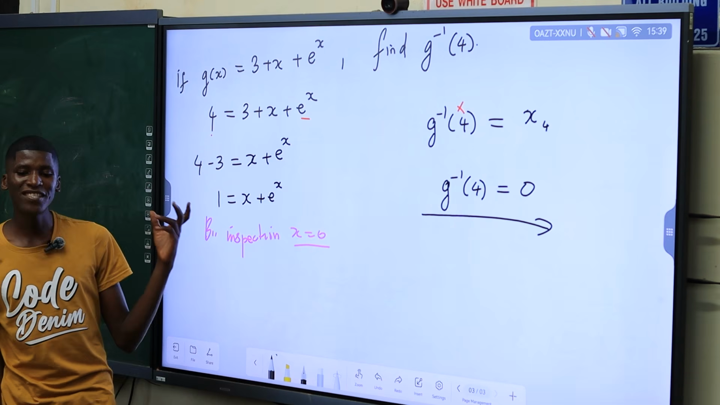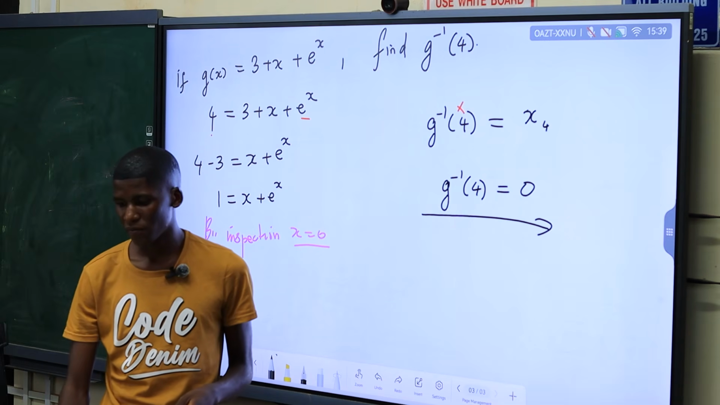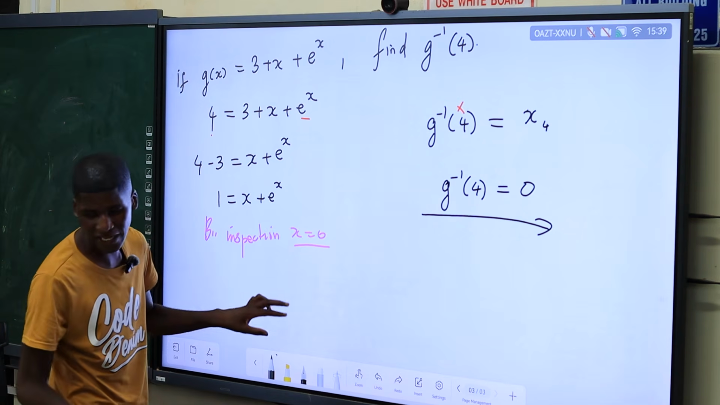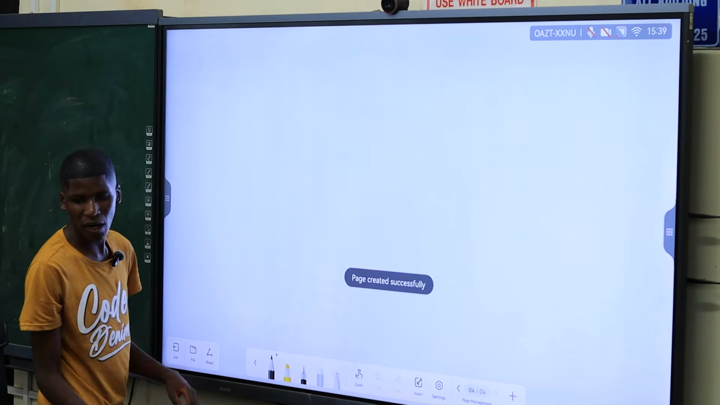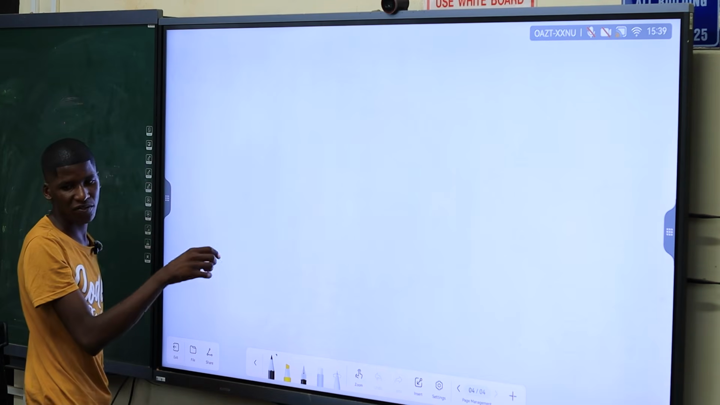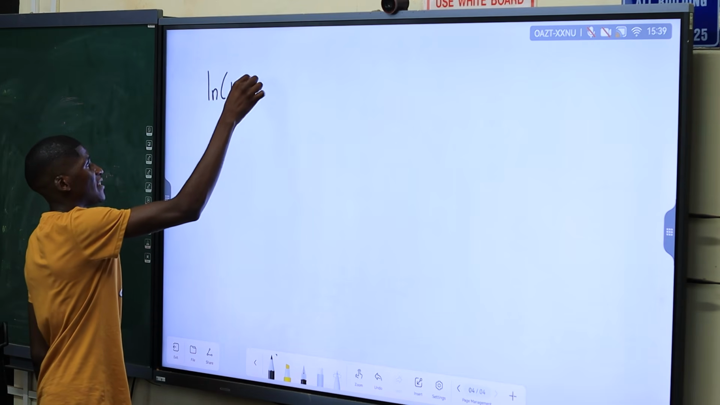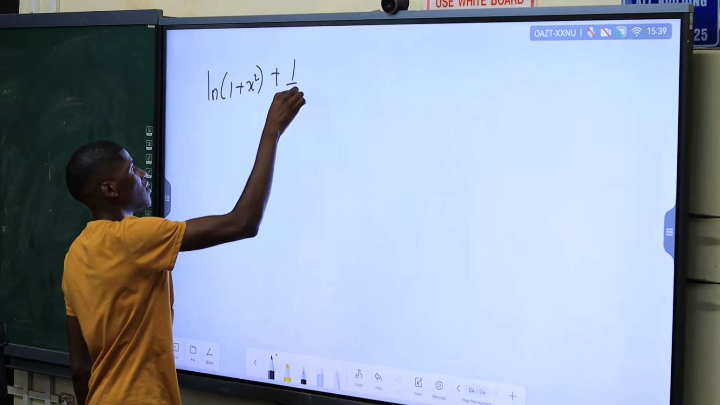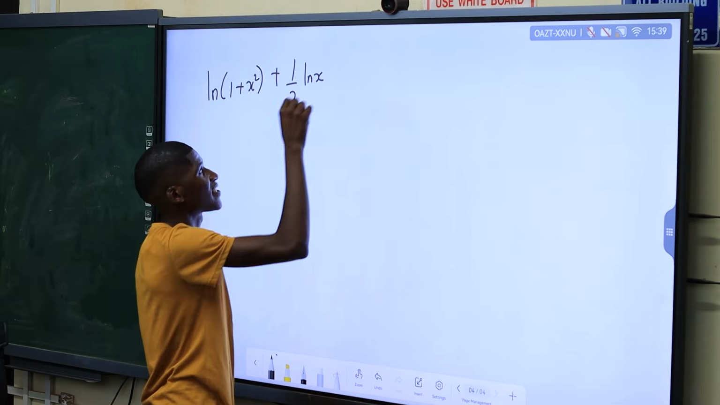By inspection you must be able to just see that that's the case. Yeah, to find the inverses. Now what if you are given this: express the given quantity ln of 1 plus x squared plus 1 over 2 ln of x minus ln sine x.